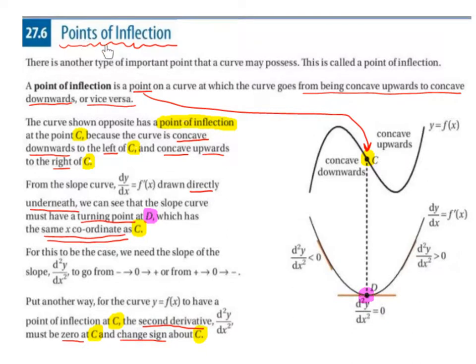Points of inflection. There is another type of important point that a curve may possess. This is called a point of inflection. A point of inflection is a point on a curve at which the curve goes from being concave upwards to concave downwards, or vice versa.